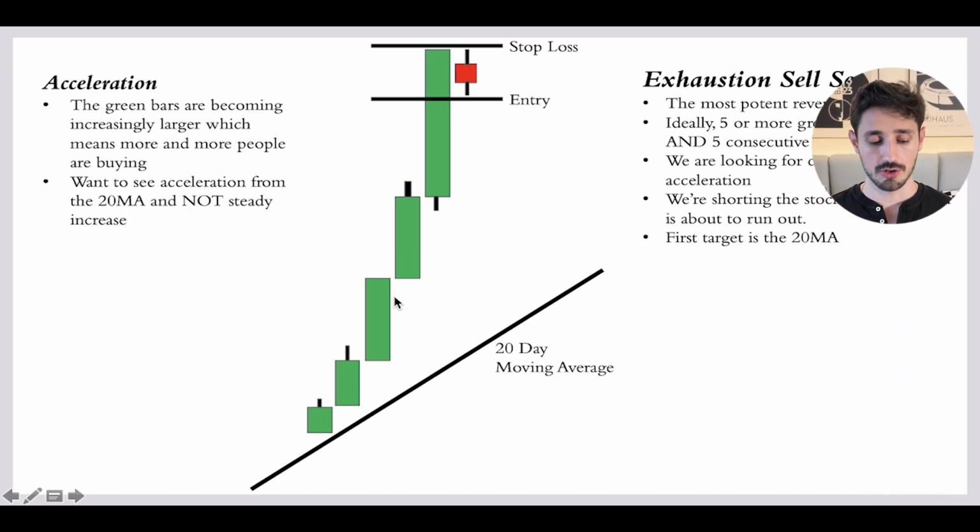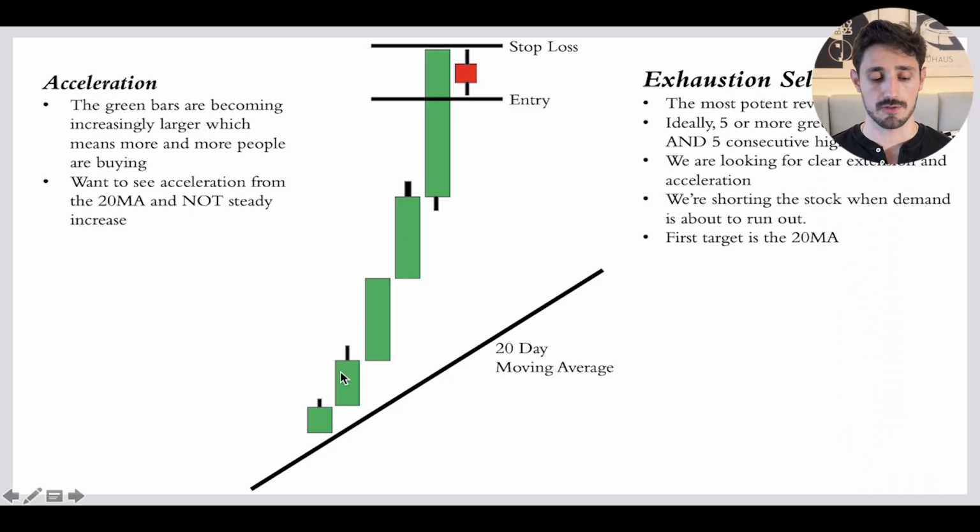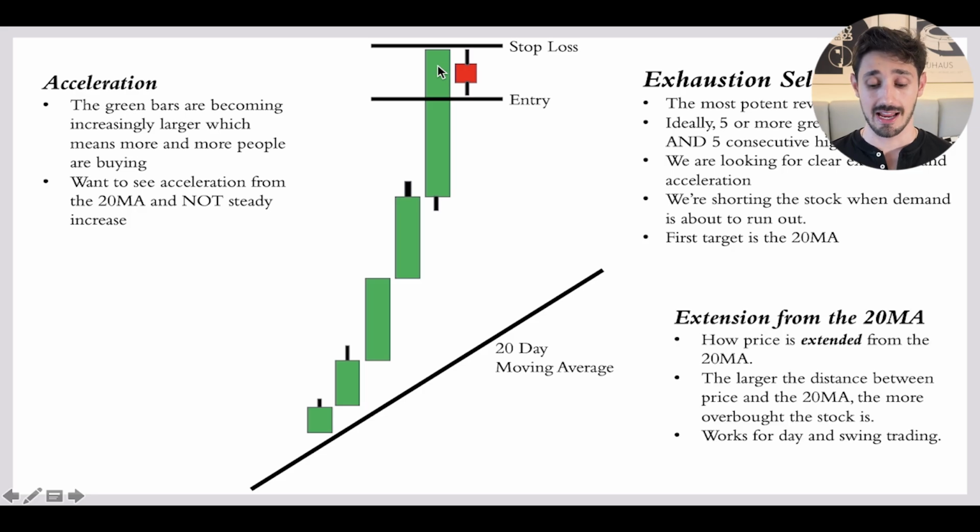So of course, we're looking for that acceleration. We want the bars to become increasingly larger, and that's going to lead once again to extension from the 20 period moving average. The more extended we are between price and the 20, the more overbought we are, and that's going to give us an opportunity to go short.